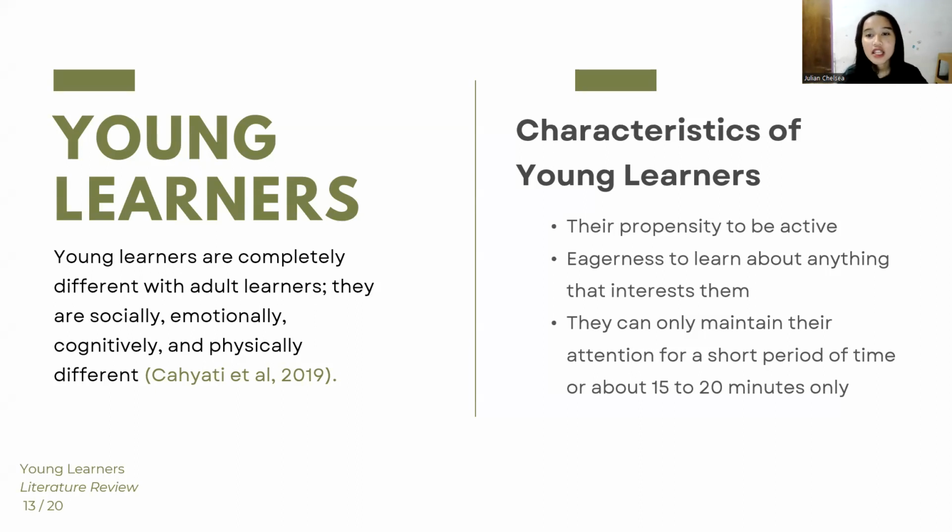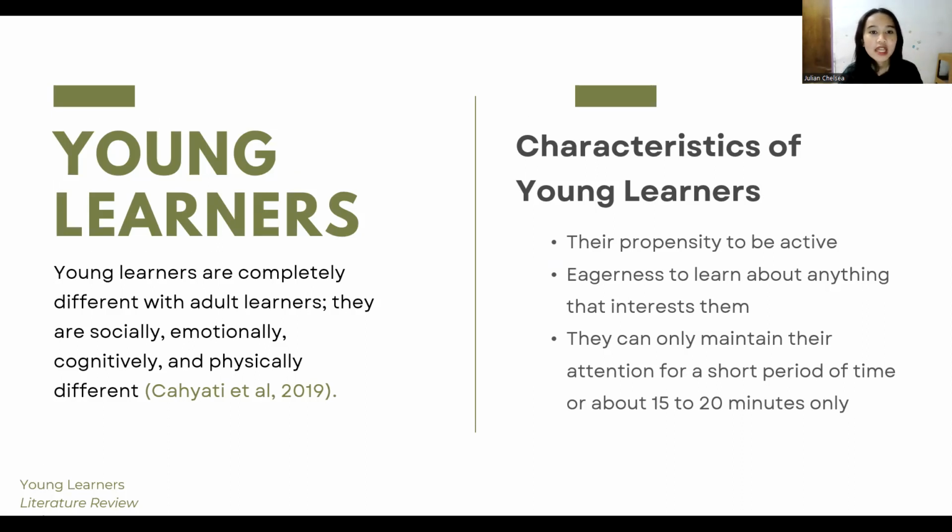The first, their propensity to be active. They tend to be active. They usually learn kinesthetically. They're moving around, and their eagerness to learn about anything that interests them. That's why we have to make our learning materials as interesting as possible, so they will be eager to learn about it, and they can only maintain their attention for a short period of time, about 15 to 20 minutes only. That's why we need to make the learning material brief so they will not get bored.